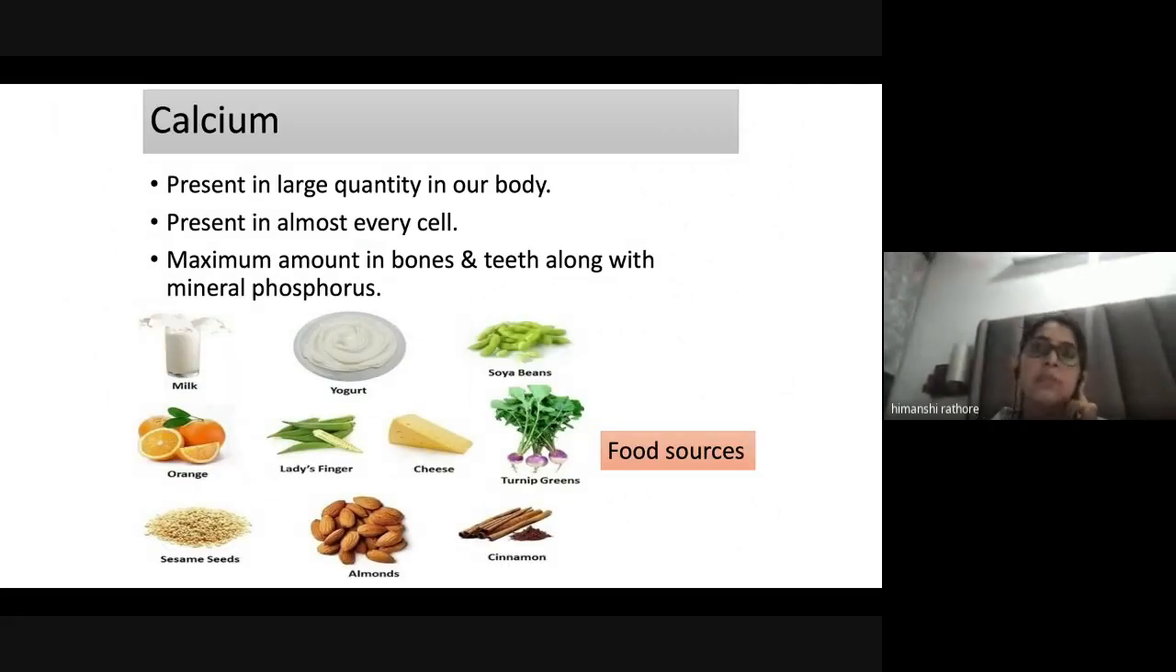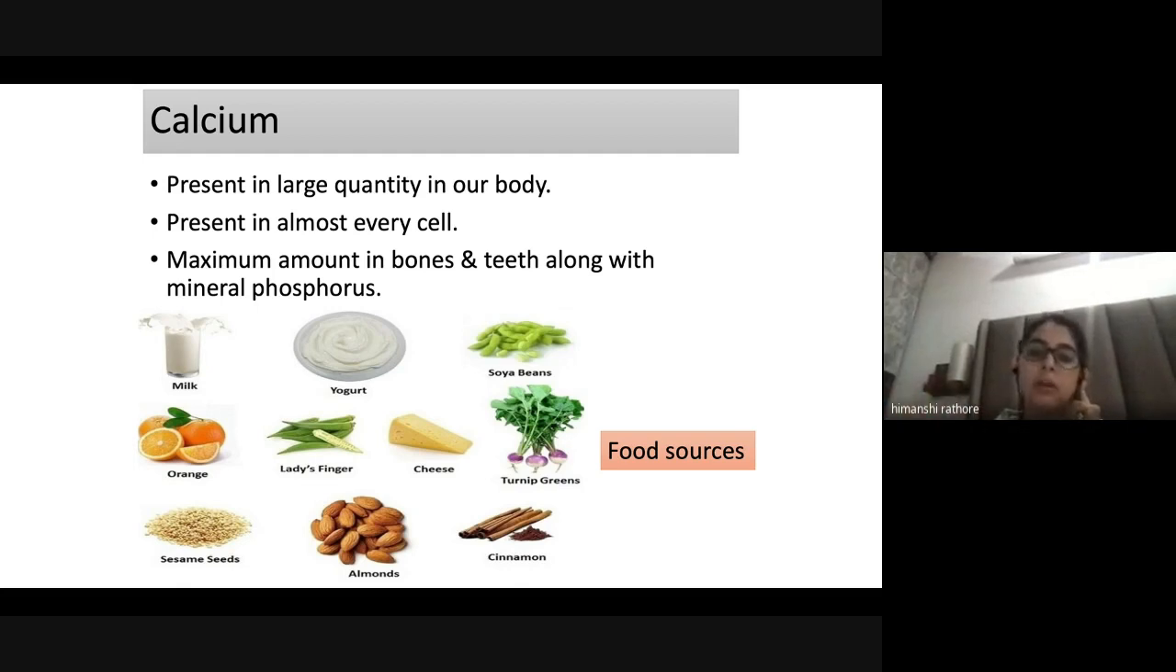Now coming to the first mineral, this is calcium. This is present largely in our body. Every cell, every tissue, every organ needs calcium for its proper growth and development because calcium is required for structure development. If a cell is developing inside the body, for its outer layer, it will require calcium. So the maximum amount is in bones and teeth along with the mineral phosphorus, but every cell, every tissue, and every organ requires calcium for proper development.